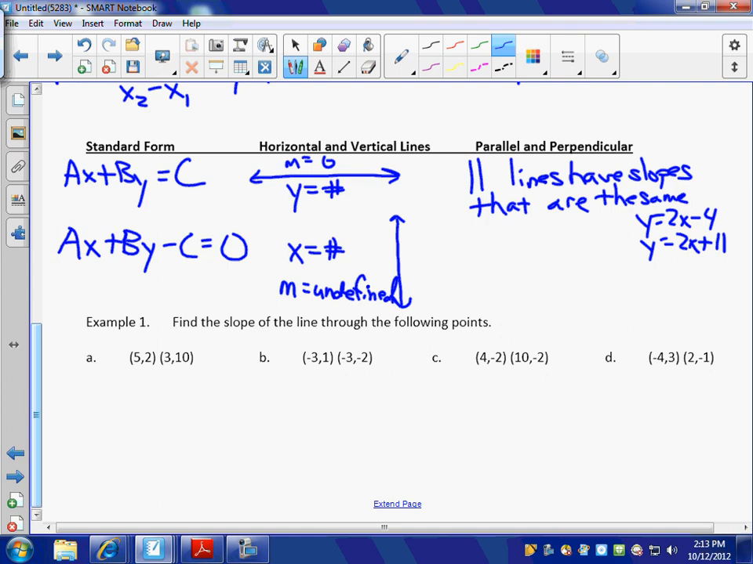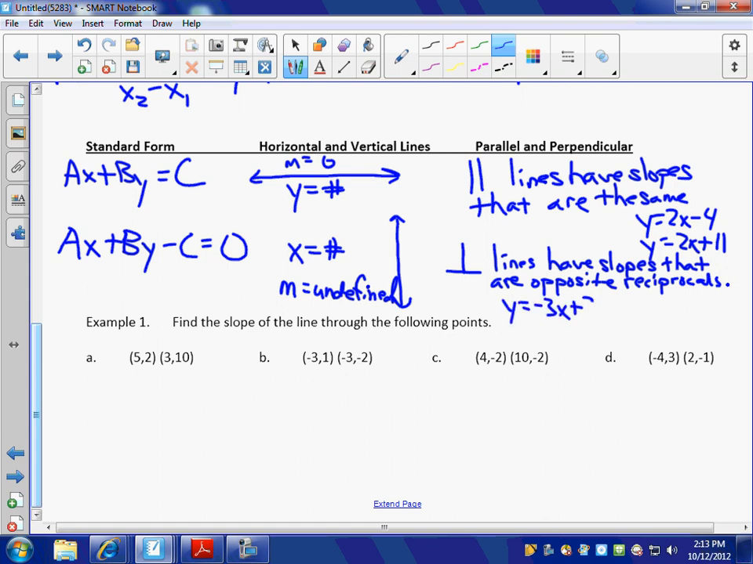So that's parallel. Perpendicular lines have slopes that are what? Close. Opposite reciprocals. So y equals negative 3x plus 2 and y equals 1/3 x minus 5. Those lines are perpendicular because their slopes are opposite reciprocals.